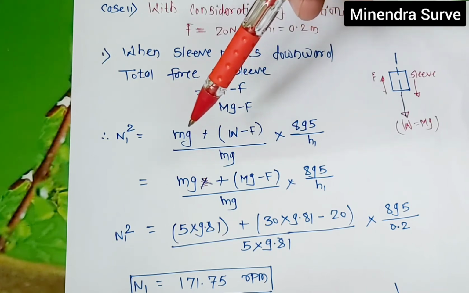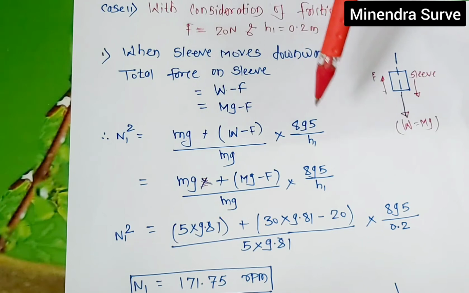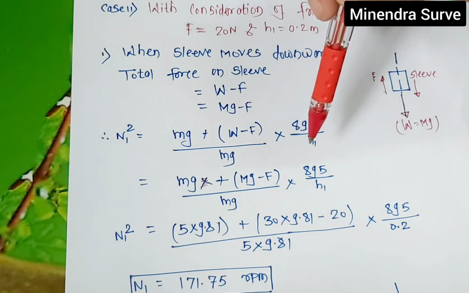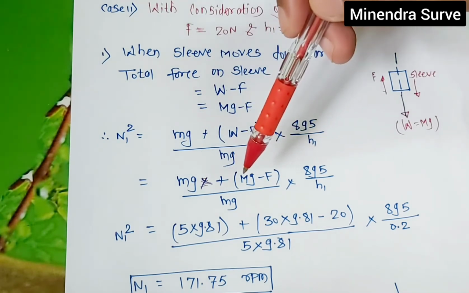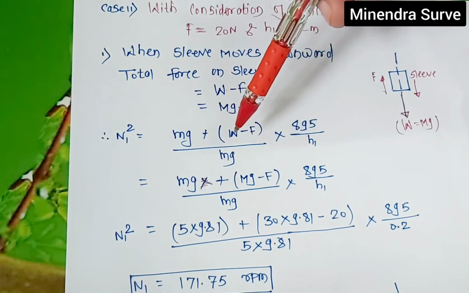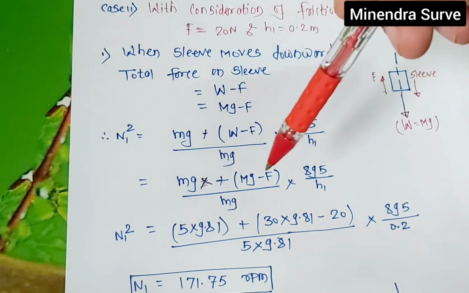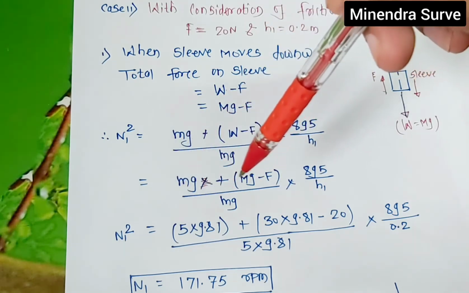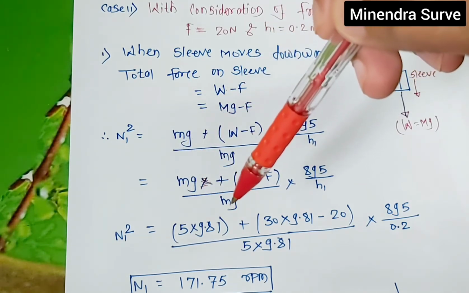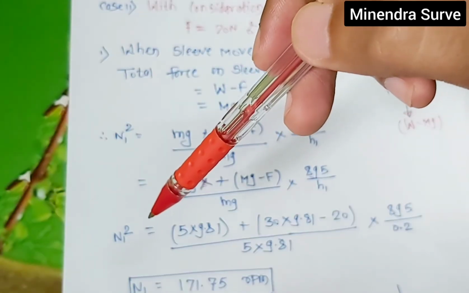So we have the expression (mg plus W minus F) divided by mg, into 895 by h1, and here we use h1 as the previous data. We have calculated h1. Just put mg plus W minus F, where W stands for capital MG. Okay, so don't forget the difference between small mg and capital MG. This is the weight of the small balls. This is the weight of the sleeve. Divided by weight of the ball, into 895 by h1. So put here N1 square.